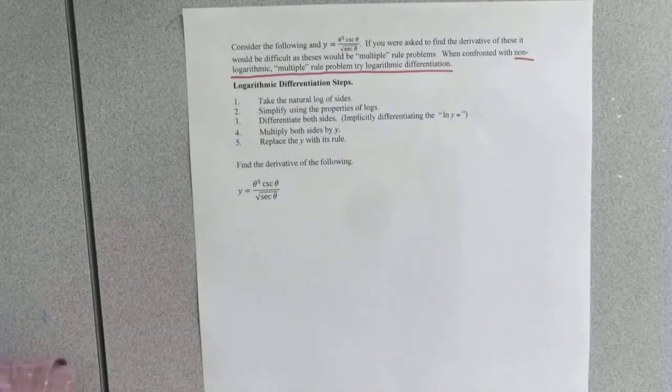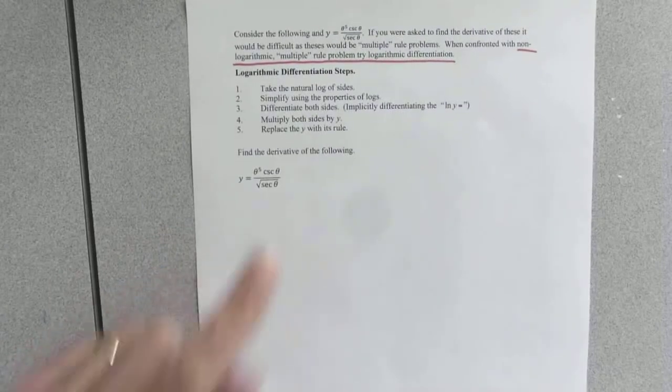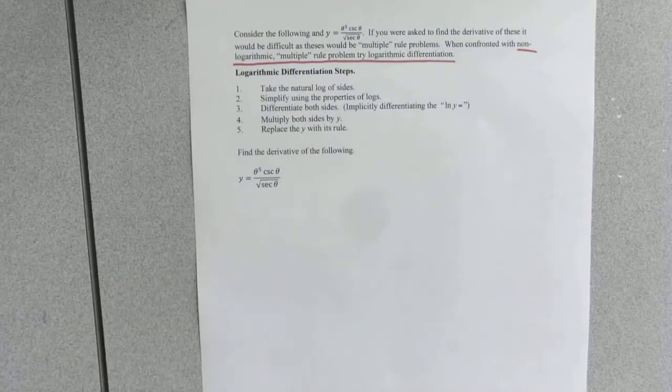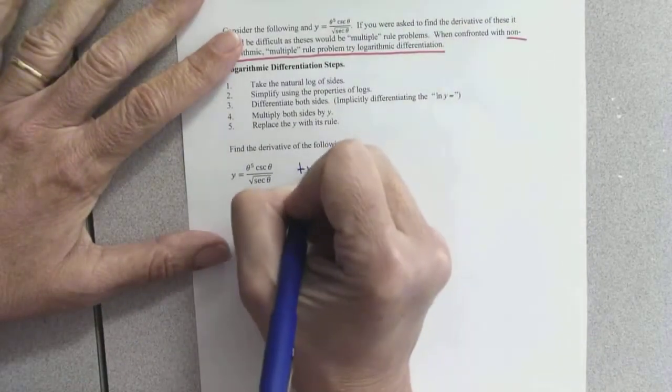So steps to logarithmic differentiation. 1, take the natural log of both sides. 2, simplify using properties of logarithms. 3, differentiate both sides, implicitly differentiating the log y. Multiply both sides by y, replace y with its rule. Okay, so I would look at this problem and say, yeah, it's a really hard multiple rule problem. I don't have logarithms. We will try log differentiation.